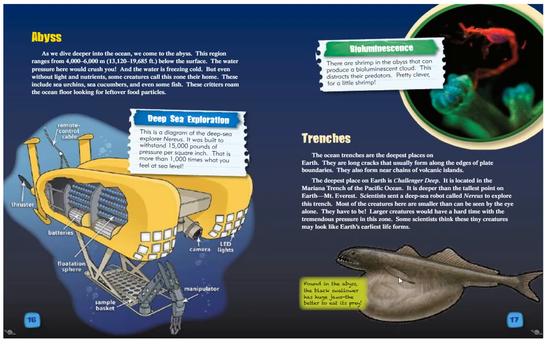So, one example of a larger animal that can survive in the abyss is the black swallower with its huge jaws.